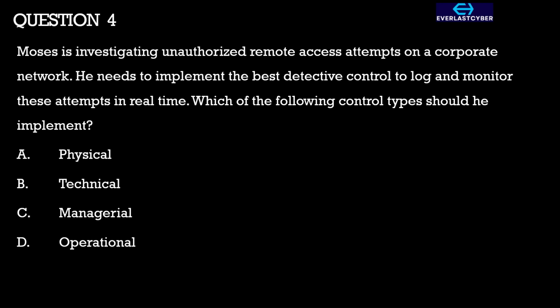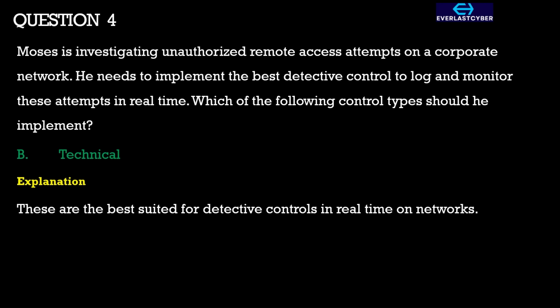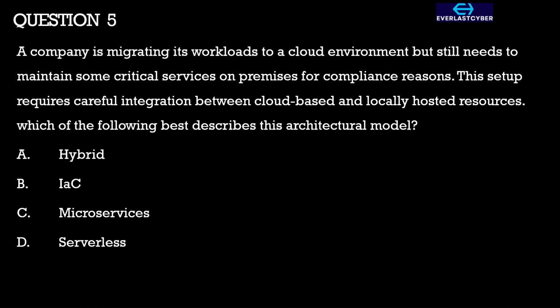Now, since Moses needs to log and monitor unauthorized remote access attempts in real time, the best would be for him to implement a technical control like a SIEM or an IDS/IPS. So based on the options we have, the best option is option B. Technical controls are best suited for detective controls in real time on networks.